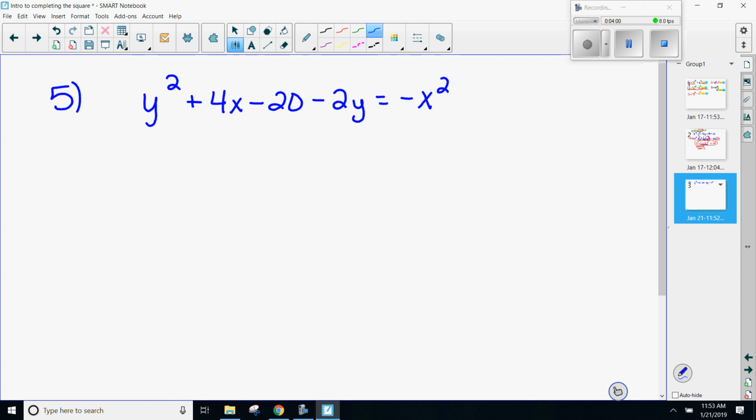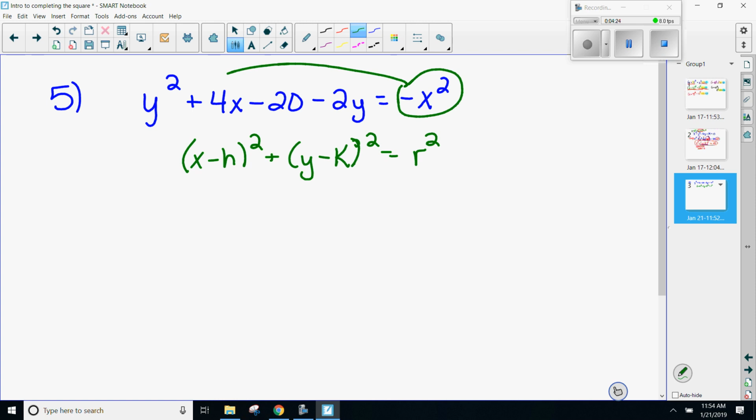Okay, so when we work through this, if we're going to try to set it up in the format for a circle, x minus h squared plus y minus k squared equals the radius squared, we want to put the x and y's on one side and the constant on the other. So if I were to do that, I'm going to take this x squared, move it over here, and I'm going to take the -20 and move it over to the other side. In the meantime, I'm going to group the x's together and the y's together. So if I move the -x squared over to the left, you're going to have positive x squared. I'm going to group the 4x with it.